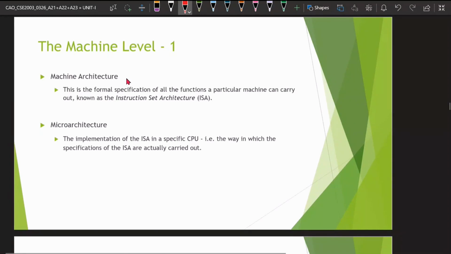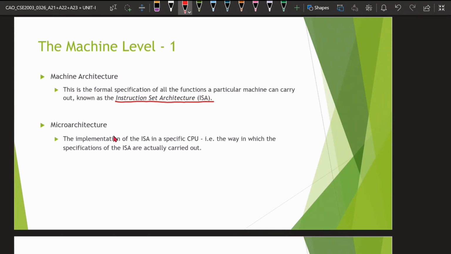Yes. So machine architecture is the architecture. Basically, this is the formal specification of all the functions a particular machine can carry out, known as the instruction set architecture. So whatever architectures we will be studying, that will be the instruction set architecture. We will come across this point later in the lectures.